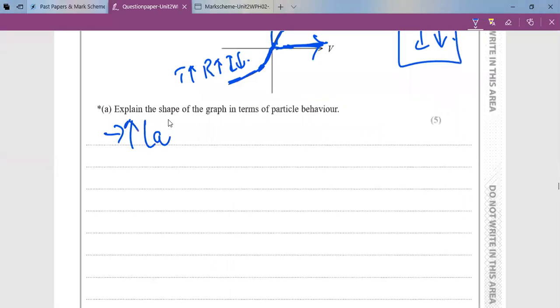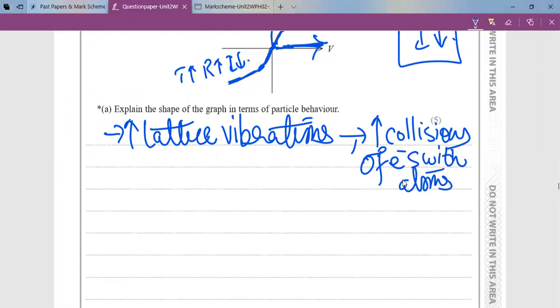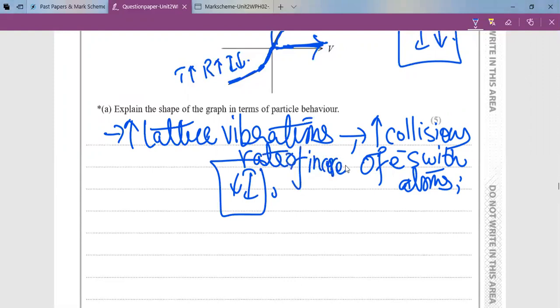There's an increase in lattice vibrations due to which there are increased collisions of electrons with atoms. Okay, so this decreases the rate of increase of current. Decreases the rate of increase of current with the potential difference. Get it? Yeah. All right, moving on.